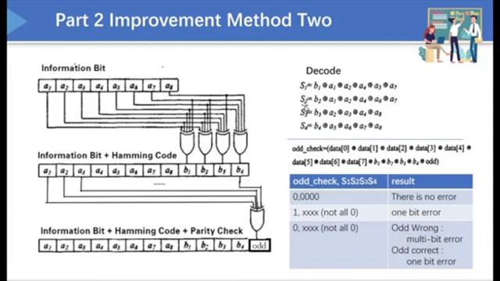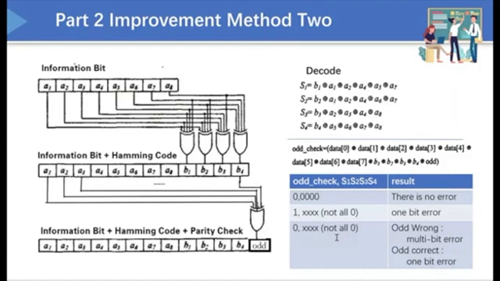When decoding this message, we need to take out the redundant bits to get S1, S2, S3, S4, and then calculate the overall check. The result is shown in this picture. When the overall check is 0 and S1, S2, S3 are all 0, it means there is no error.